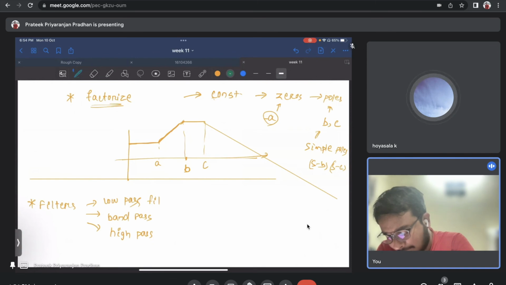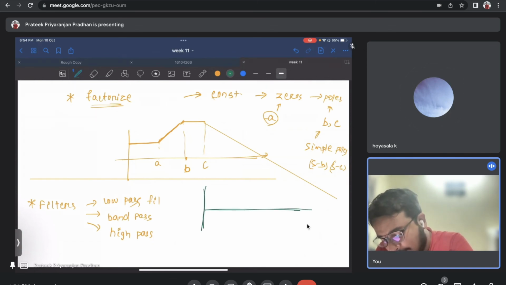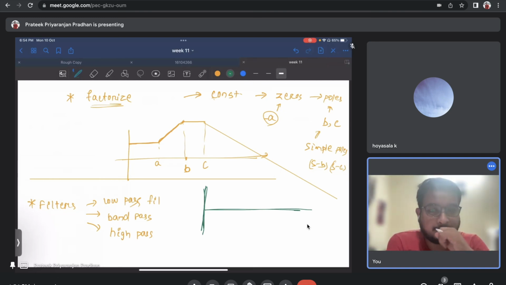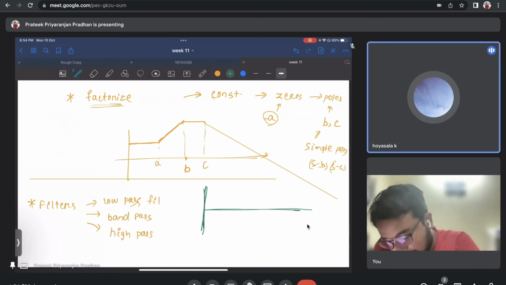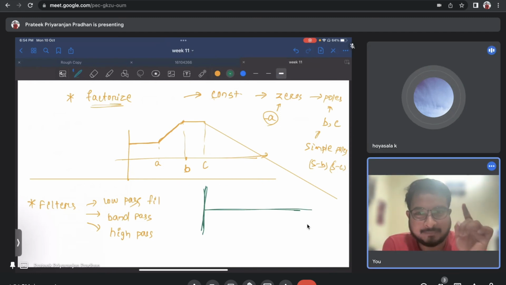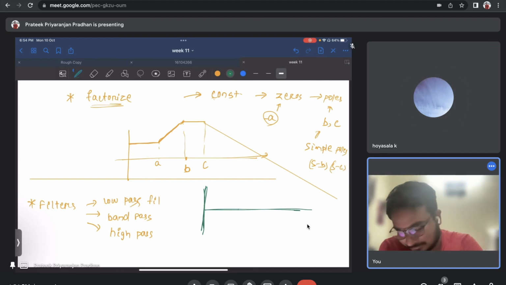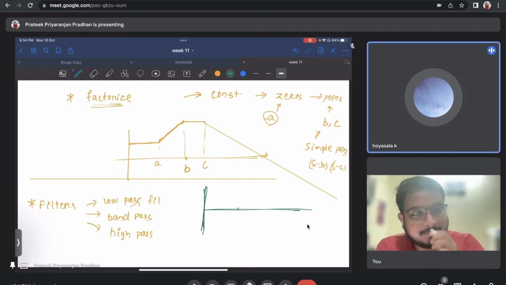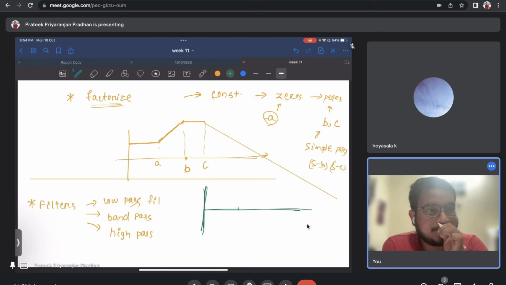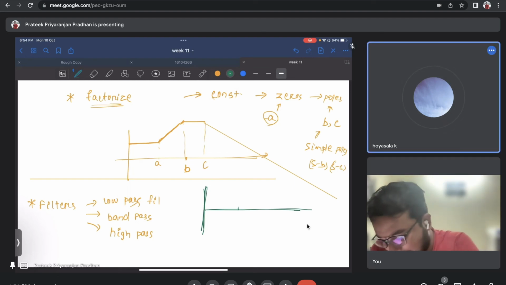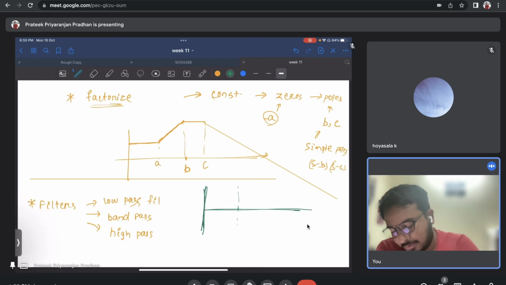So just imagine there is a low pass filter. How do you think the Bode diagram should look? The low pass filter will pass the low frequencies. You told a very important term, the cutoff frequency. What do you mean by cutoff frequency? Exactly, you are correct. It's the limit till which we want to pass, then we want to block everything. Correct?